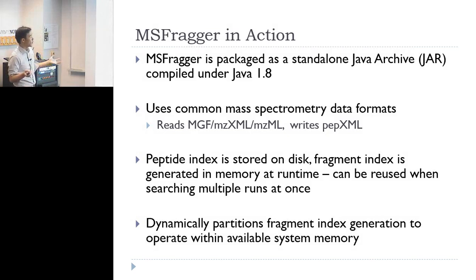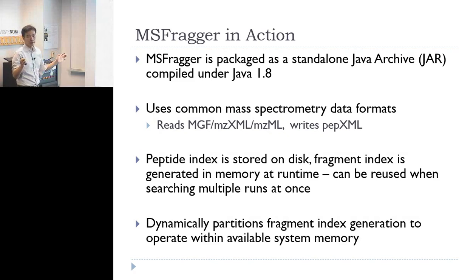MSFragger is packaged as a standalone Java program, and it uses all the common mass spec data formats: MGF, MZXML, MZML, and it writes pepXML. So it's compatible with a lot of different workflows. The peptide index is stored on disk. After you run it with a set of parameters the first time, you'll save the peptide index, and the fragment index is just generated in memory when you run it, and it can be reused when you're searching multiple runs.